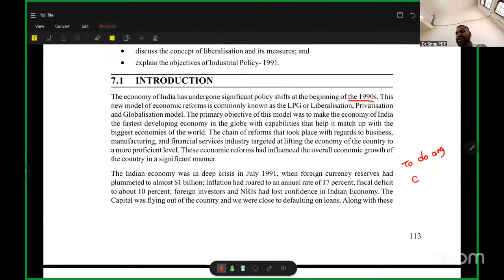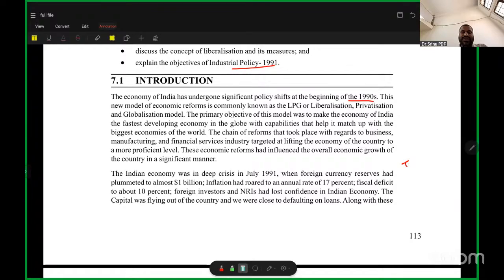To enter any country and to enter into business, there are so many restrictions. To avoid the restrictions and conduct smooth business, new policies were established. That is the Industrial Policy 1991. So they introduced a new policy system, and under the new policy system, they started liberalization.